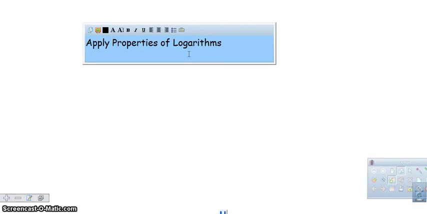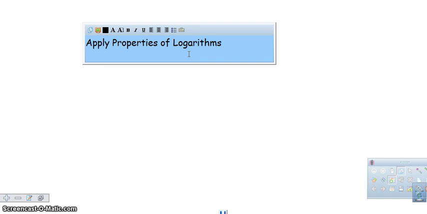Okay guys, today we get to look at properties of logarithms and how to apply those properties. There's three basic properties, and we're going to write them all down today, and we're going to use one of them a lot today, and then we'll start using the other two in the next few days. These are very important properties.